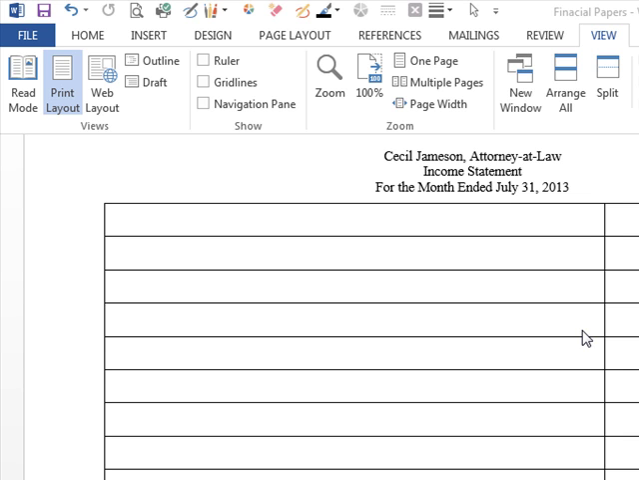Accounts receivable, $2,225. Supplies, $980. Land, $10,000, so on and so on.